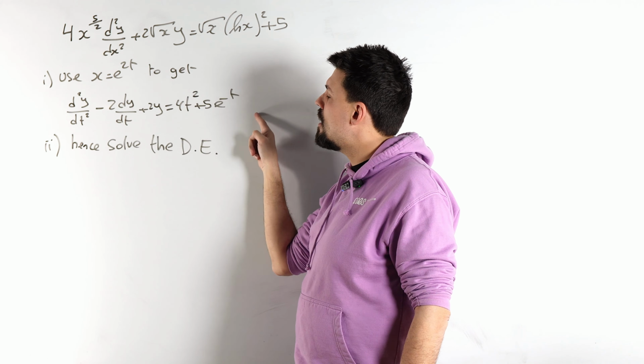And what are we going to do across the board here? Let's divide everything by e to the t. If you do that and rearrange it, we will get what we wanted, which is d2y dt squared minus 2 dy dt plus 2y is 4t squared plus 5 e to the minus t. So part 1, done.